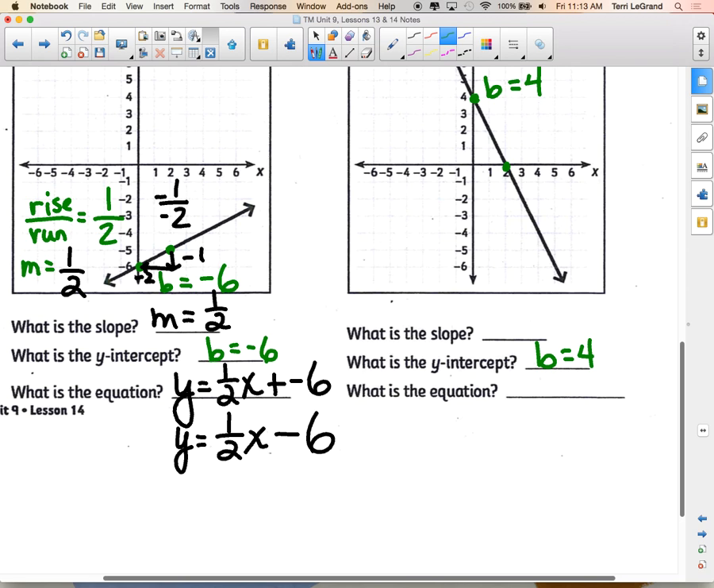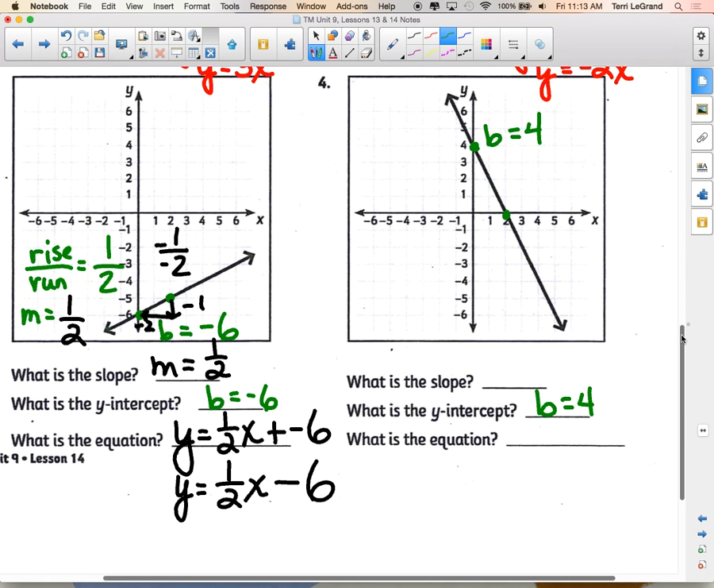You can pick wherever you want, but make sure that they are integer values for your x and y's because you want to be able to count properly. So let's see, I have to go up 4 and I have to go left 2. That would be minus 2. So my rise over run is positive 4 over negative 2. I get a slope of negative 2.